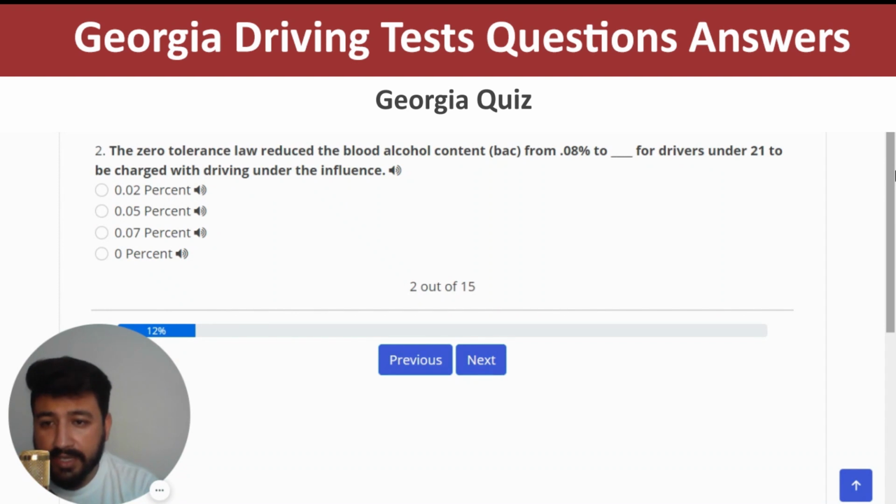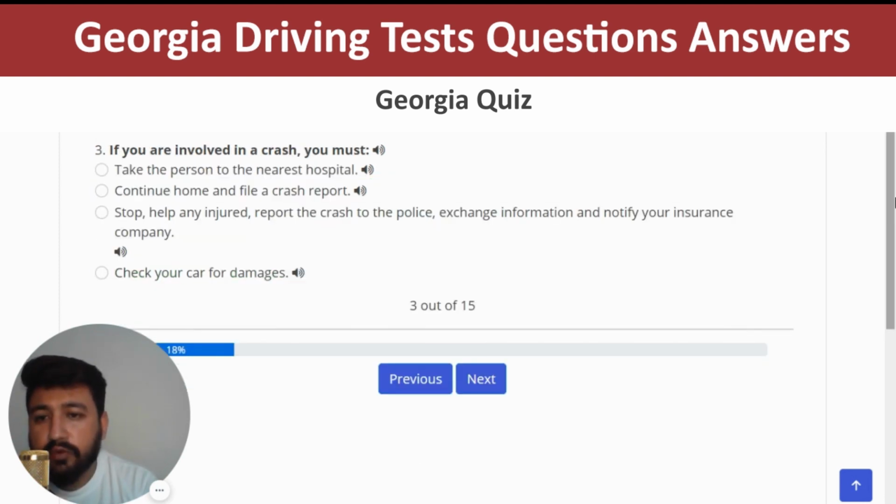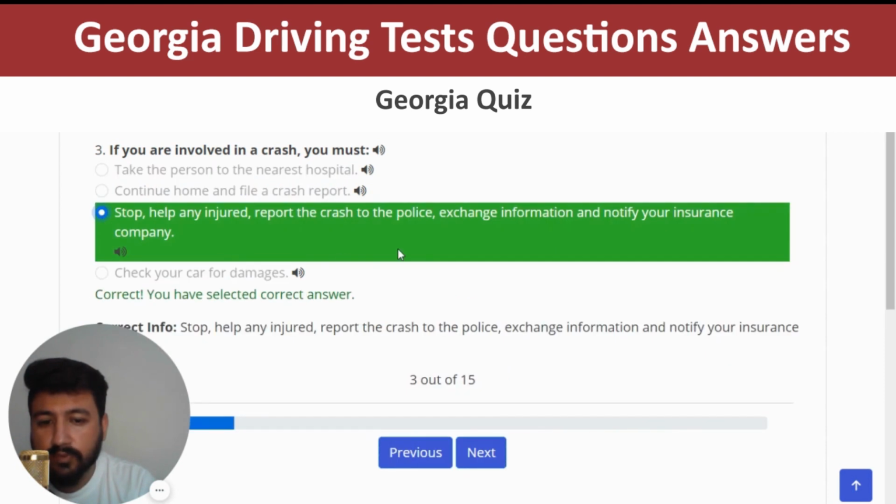Next. The second question is, the zero tolerance law reduced the blood alcohol content BAC from 0.08% to blank for drivers under 21 to be charged with driving under the influence. The right answer is 0.02%. So I'm going to click on the first option, correct, and next. The third question is, if you are involved in a crash, you must. The right answer of this question is stop, help any injured, report the crash to the police, exchange information, and notify your insurance company. So let's click on the third option, correct, and next.